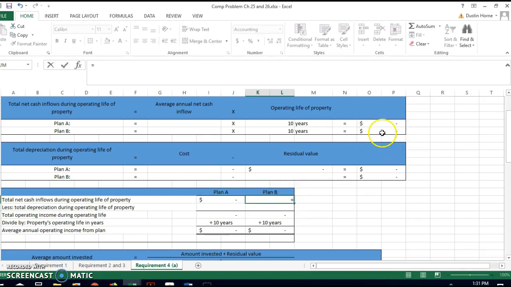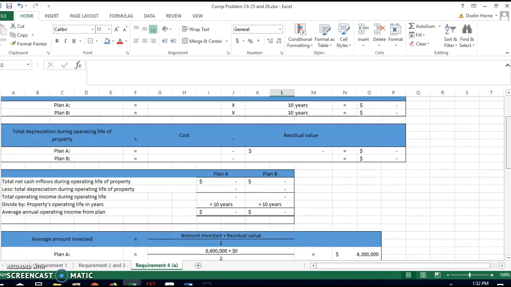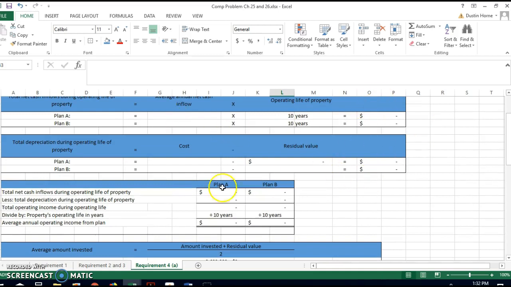And equals whatever I put in right here, and that would bring that down. And then the total depreciation for Plan A, that's going to be this number here, and this is going to be this number here. And then total operating income, this is all your cash you're getting minus your depreciation. That will tell you how much income you're getting. So all that will be calculated for you. Once you plug in these up here, this is all going to be completed for you.